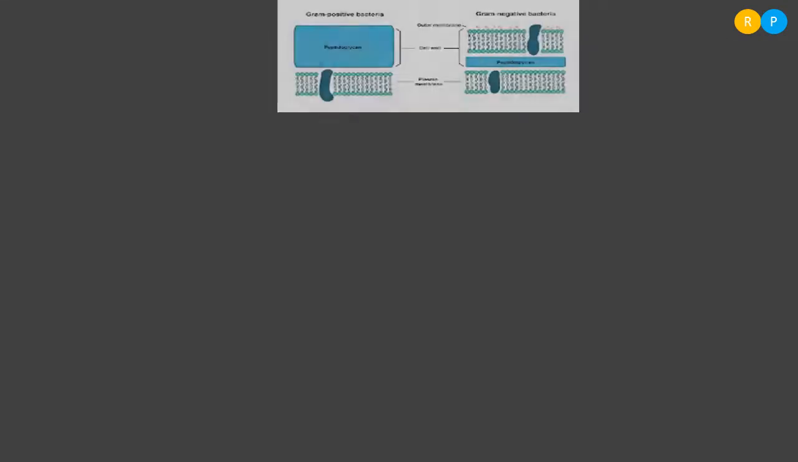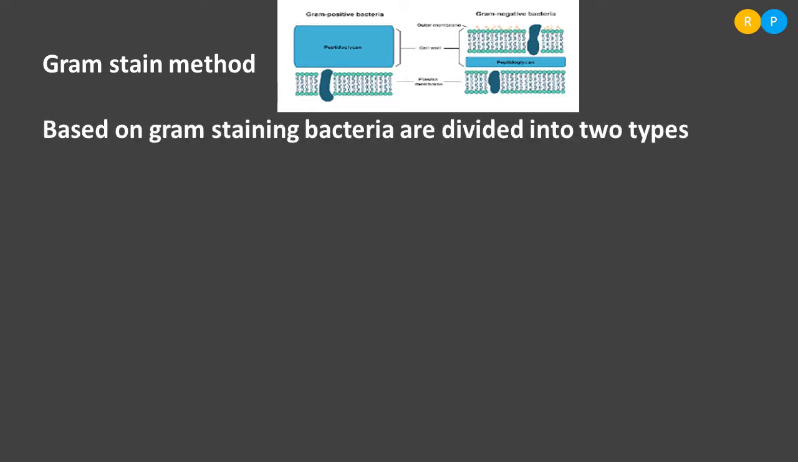So one of the stains is actually used to differentiate the bacteria. That stain is named as Gram stain. So Gram stain is one of the stainings, that means a coloring reagent. This is actually used to identify the kinds of bacteria. So according to this Gram staining method, bacteria are classified into two different types.